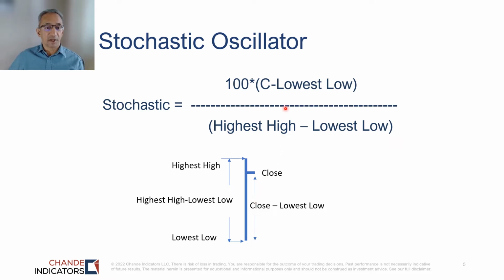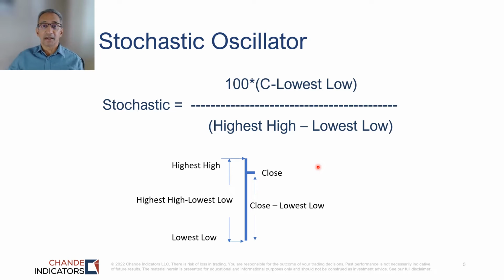So if you look at the formula, if the close is equal to the lowest low, the numerator will be 0. That is, if the close is all the way down here, the value of the stochastic will be 0. Conversely, if the close is here, then we'd simply have highest high minus lowest low divided by highest high minus lowest low. So the value of the stochastic will be 100. So the stochastic oscillator is a range location oscillator.